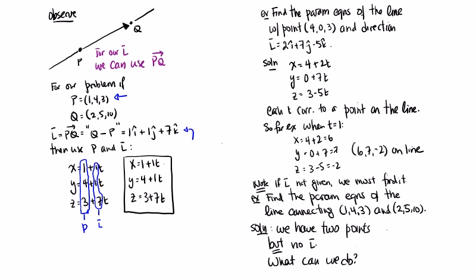Now, something to notice: we used P for our point. You could have used Q. We used PQ. You could have used QP. So you might get a different looking answer. If you use QP instead of PQ, the answer may look different, or would look different.